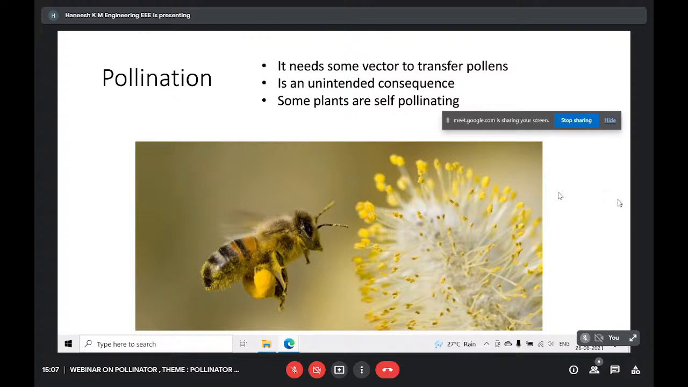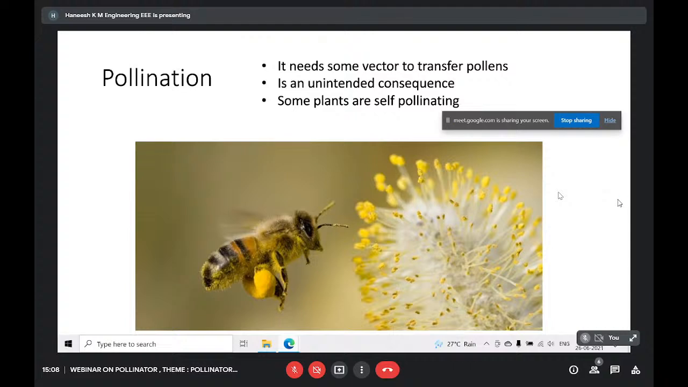We are told this happens through different mechanisms. When we talk about insects, insects are also looking for their food. So when they go to each flower to look for honey or pollen grains, their interest is only in food. But this is an unintended consequence.